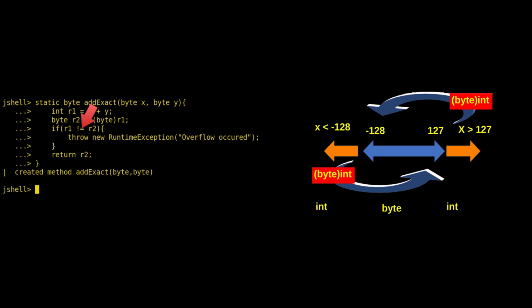Now, R1 will be greater than the allowable values if it overflows, which is fine as it's an int. So if I had to take 127 plus 1, it will be 128 in R1. But if I cast it, it's going to overflow or underflow in R2. So if R1 is not equal to R2, then it's wrapped around and an overflow occurred, so then it must throw a runtime exception with the comment overflow occurred. Otherwise it didn't occur, and it will just return the byte to me.